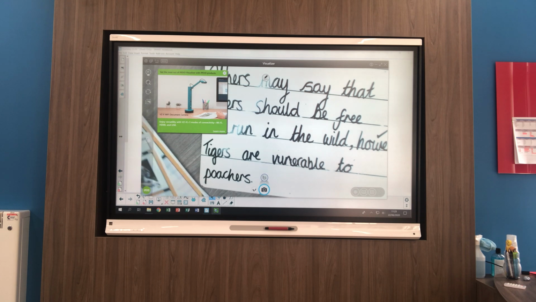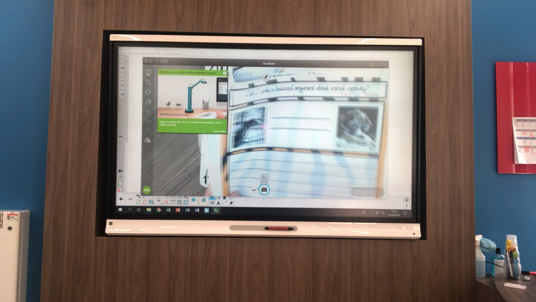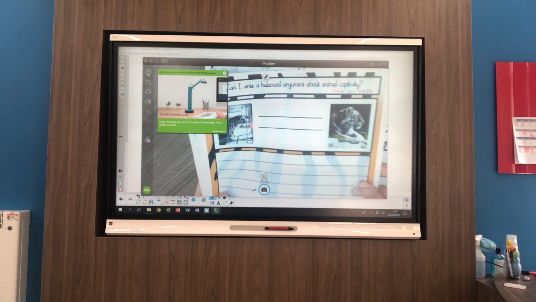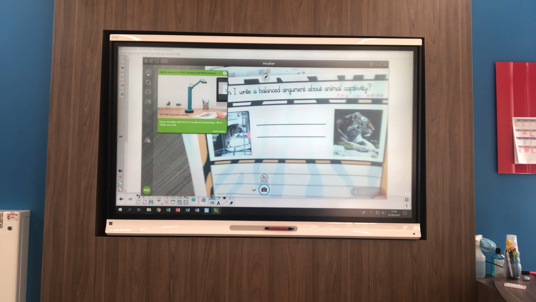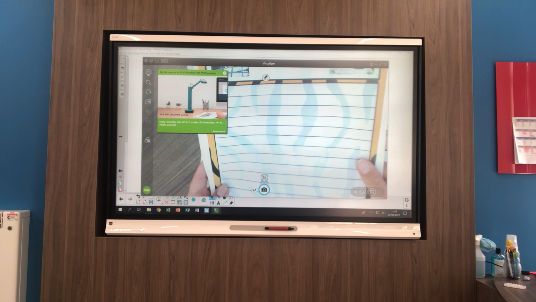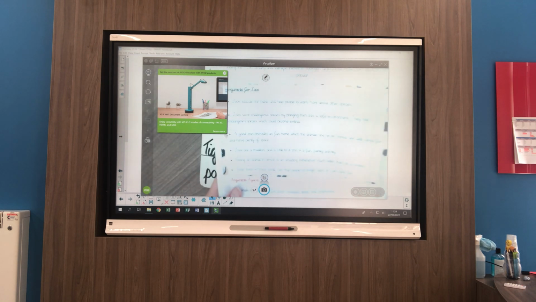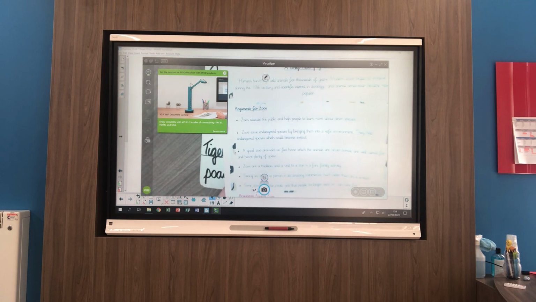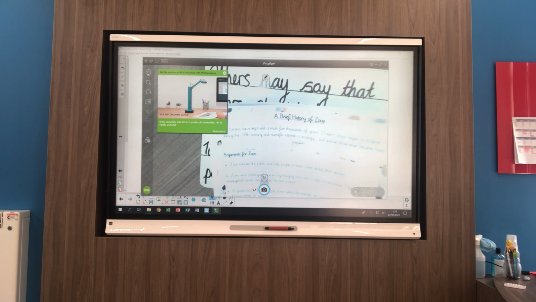Now, the only difference with your 1 and 2 star and your 3 and 4 star is that you've got space for a rhetorical question at the top. You have still got the same pictures, but if you want to use a different exotic animal, you can. And then you haven't got the word bank, so maybe think of your own ambitious vocabulary as well. But please feel free to use that, and don't forget that you have got a brief history of zoos which you can keep referring back to, which also has lots of facts in there as well.